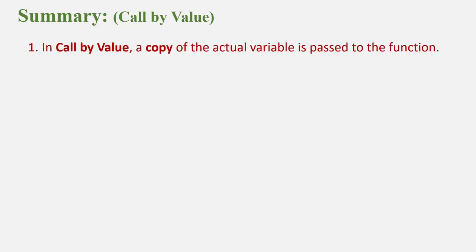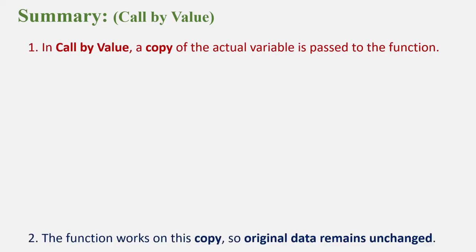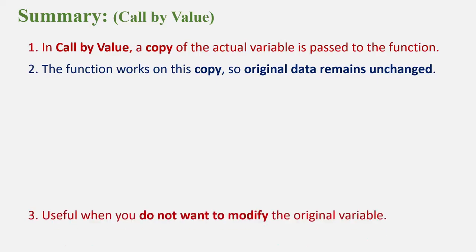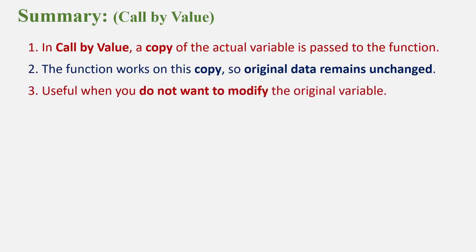A copy is passed. जैसे हम जेरोक्स निकालते हैं किसी ओरिजिनल डॉक्यूमेंट का, वो अपने पास रखते हैं, किसी को कॉपी देनी है तो दैट वी गिव, ठीक है, जो भी चेंज करना है वो कॉपी में करो, ओरिजिनल तो हमारे पास है। वैसे ही ओरिजिनल वेरिएबल जो है वो मेन के पास रहता है, उसकी कॉपी क्रिएट करके हम फंक्शन को पास करते हैं। Okay, the function works on this copy, so original data remains unchanged. Useful when we do not want to modify the original variable.